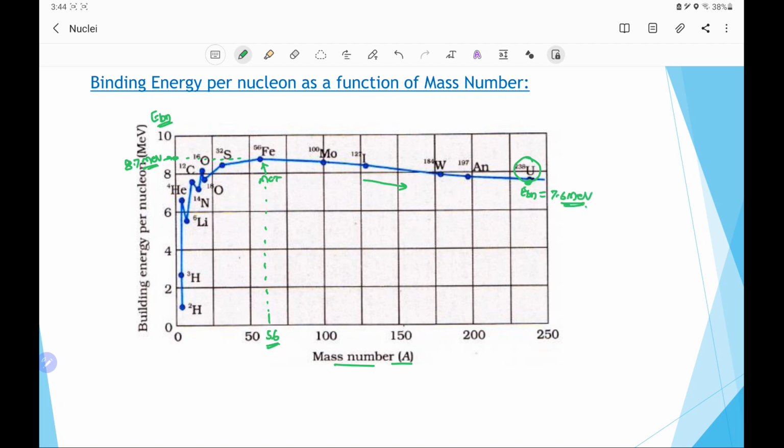Binding energy per nucleon determines the stability of the nucleus, and nuclei in the range of mass number 30 to 170, the nuclei are more stable and their binding energy per nucleon are almost constant. So this region refers to the stable nuclei.